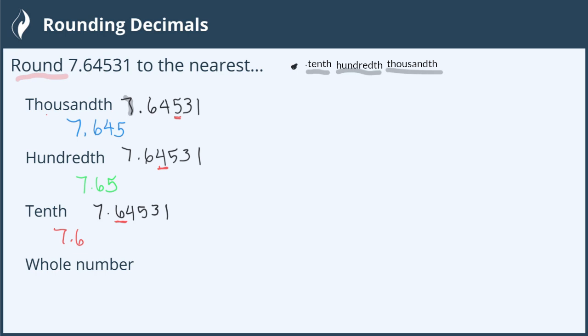Now, if we want to round it to the whole number place, we start out with 7.64531. Our whole number place is right here. The number to the right of it is a 6, so that means we're going to round up. And so our final answer for this one is going to be 8. So we rounded that one to the whole number. And that's how you would round to the nearest tenth, hundredth, thousandth, and whole number places.